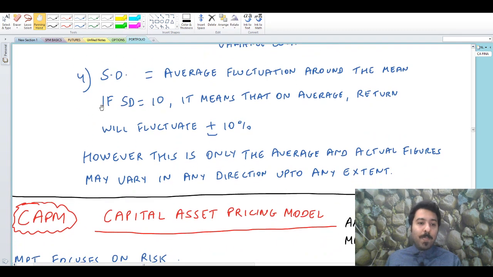Okay. And the fourth point is standard deviation is average fluctuation around the mean. If standard deviation is 10, it means that on an average, the return will fluctuate plus or minus 10%. I told you standard deviation risk is plus and minus both.